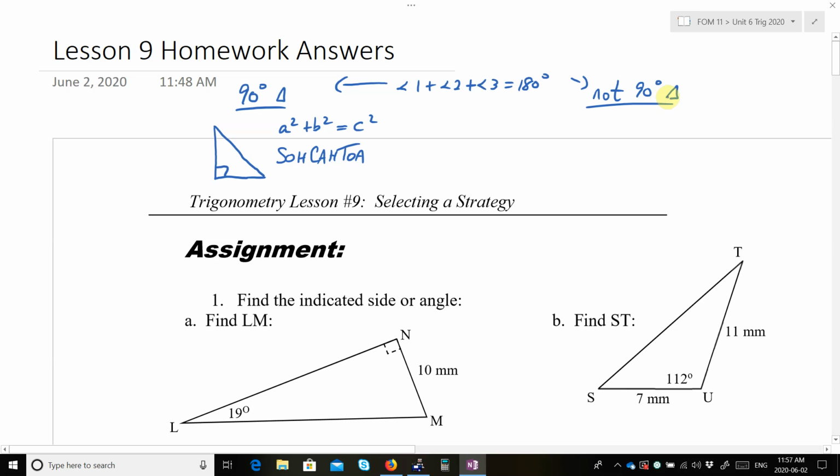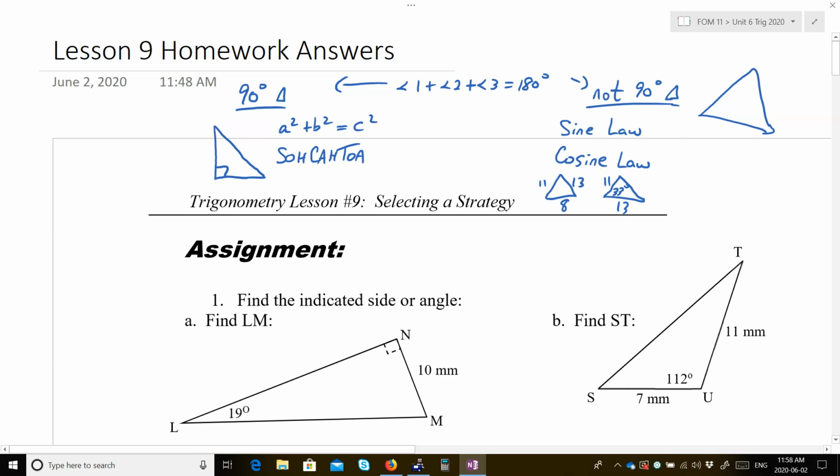And then if you have the situation where it is not a 90-degree triangle, so some sort of triangle like this without the 90-degree box, then we can use the sine law and the cosine law. The cosine law is basically if you have 8, 11, and 13, if you have three sides, or if you've got, say, 11 and 13 and the angle in between, two sides and the angle in between.